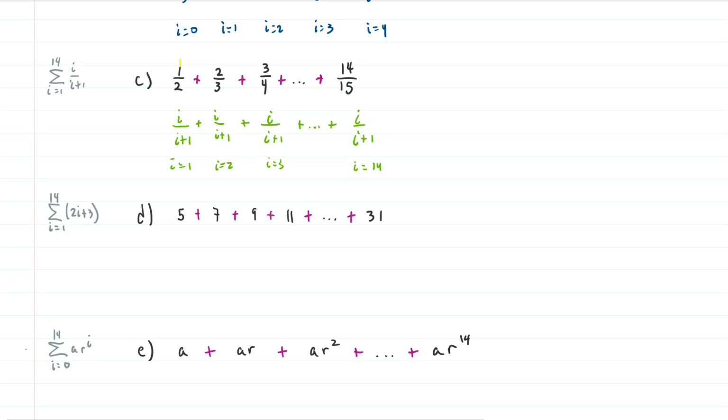And we would have had to adjust our counter to be compatible. But there are lots of different ways you can write this, and what we have here would totally work. So this is going to be the sum from I equals 1 to 14 of I over I plus 1. Perfect. Next one.